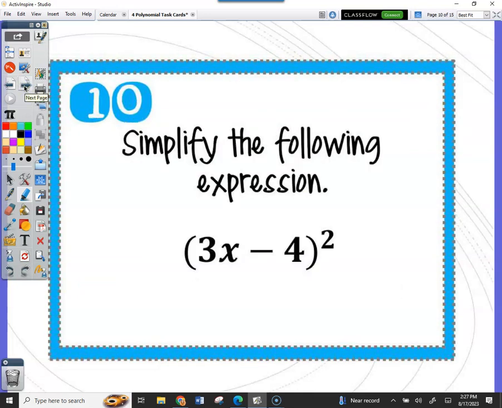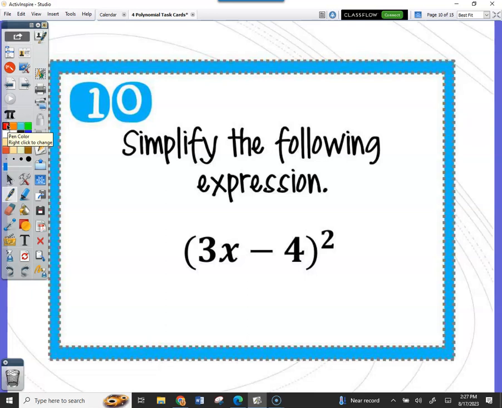Number 10. 10 is different. What's different? You got that squared, right? Red means wrong here, because red is a terrible football team. Anyways, red means wrong here.